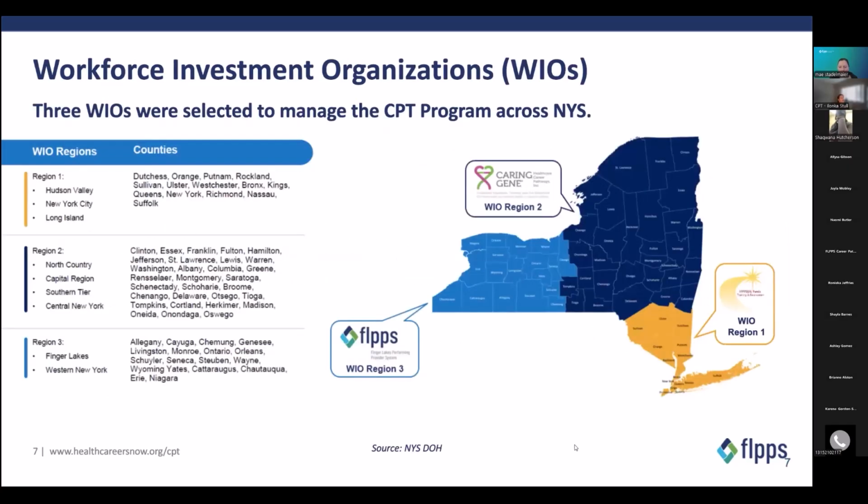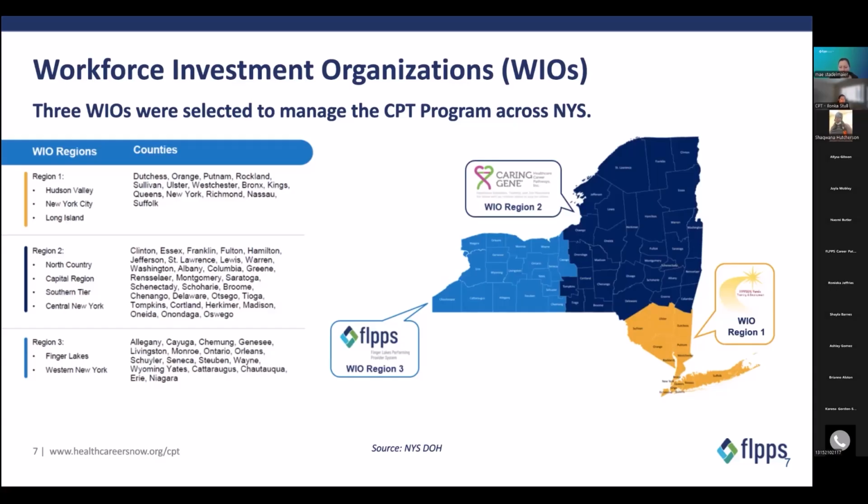Thank you. Well, here we have the Workforce Investment Organizations, the WIOs, for the state of New York. The state has been divided into 3 regions. We have downstate, basically the New York City area, that is region 1. And we have region 2, that is upstate. And then we have region 3, that is Western New York. We are the designated WIO supporting the Western New York area, region 3.